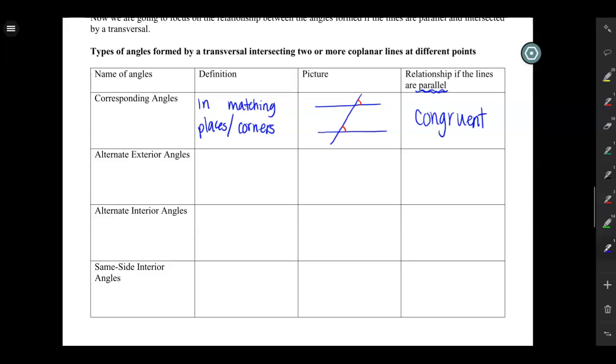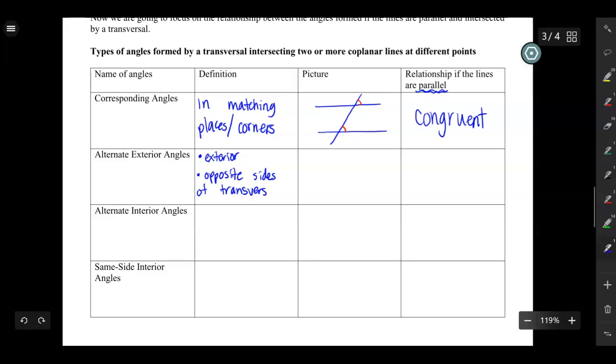Next, we have alternate exterior angles. Two things have to be true to have alternate exterior angles. One is that you have to be on the exterior, and two is the angles are on opposite sides of the transversal. So let's take a look at what that will be. I have two parallel lines. I have the transversal that cuts through them.